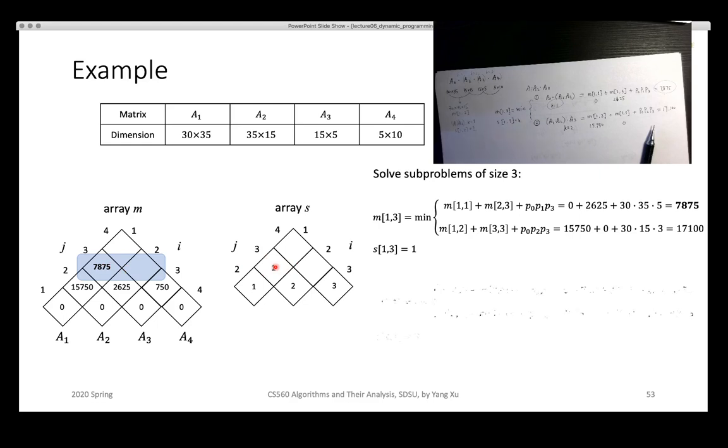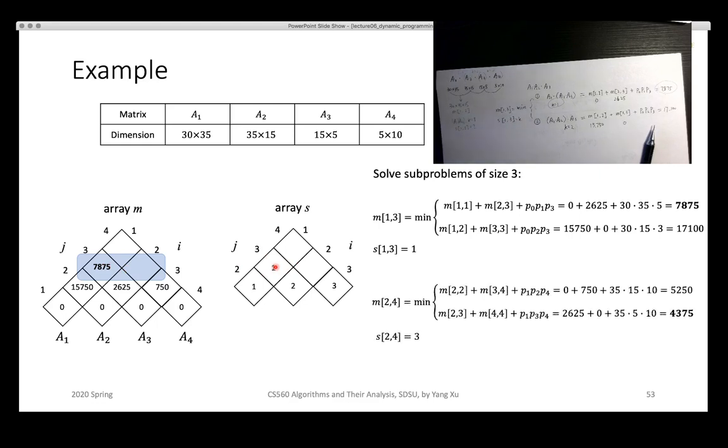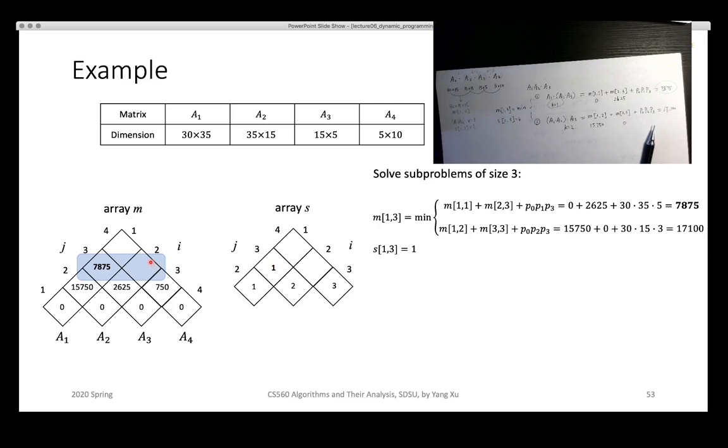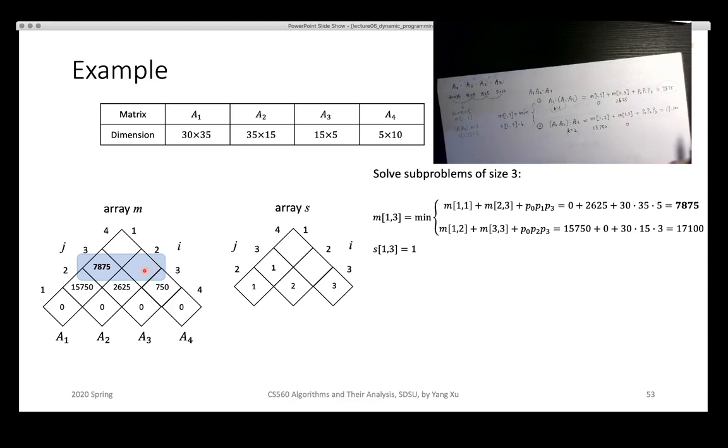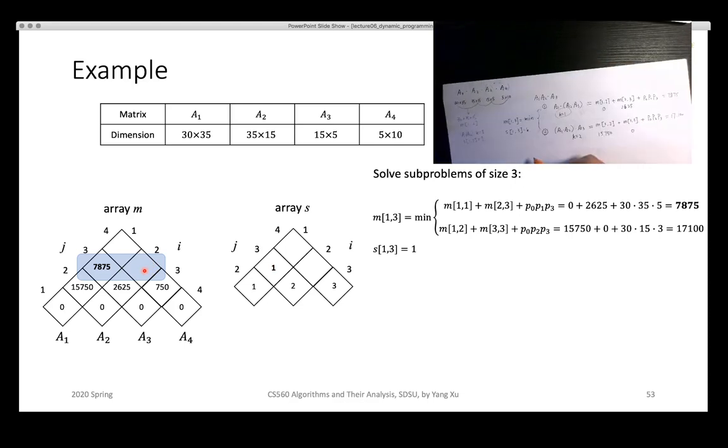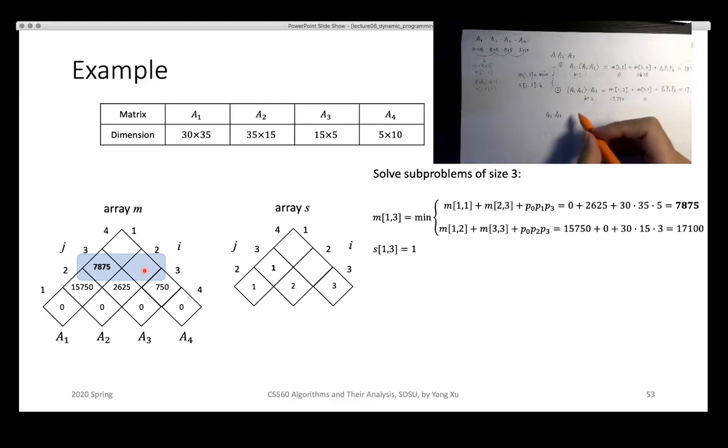Okay, and now we do the same thing for solving the second subproblem. The second subproblem is A2 times A3 times A4, and there are also two options.